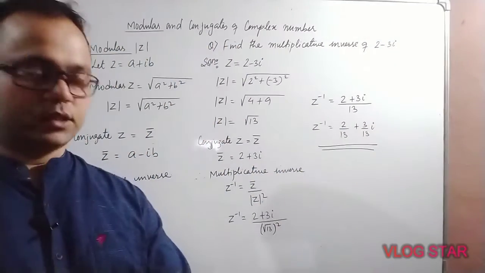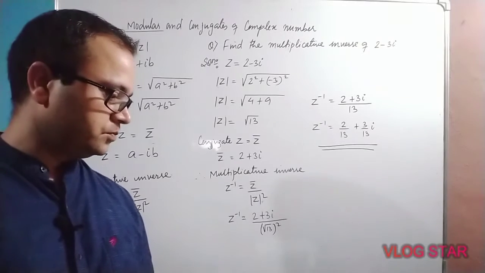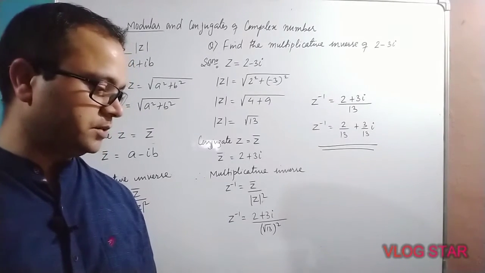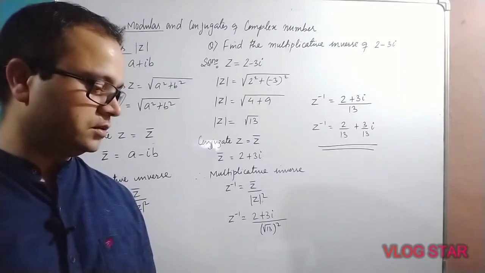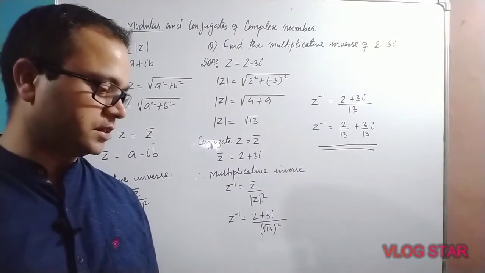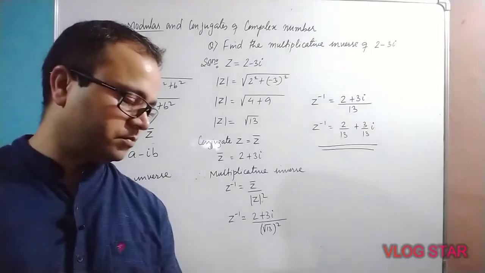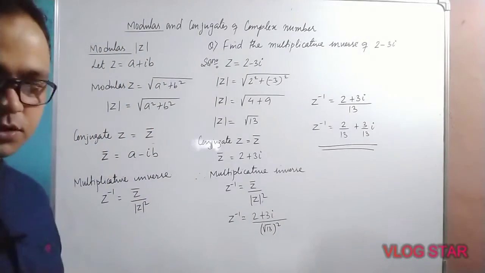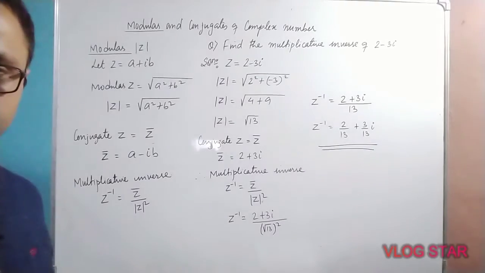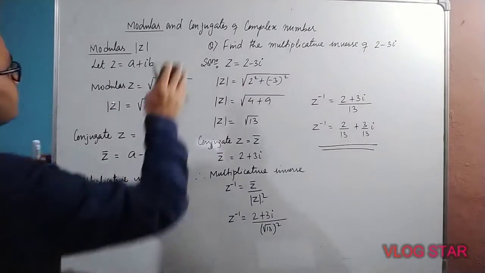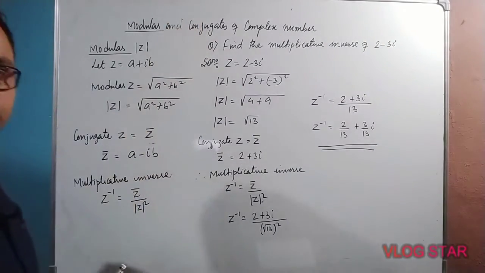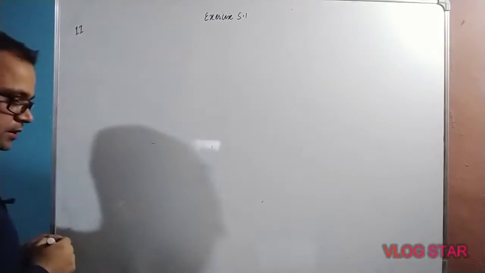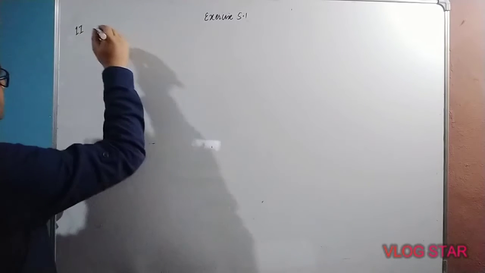Now the next question is question number 11. Find the multiplicative inverse of each of the complex numbers given in exercises 11 to 13. This is from exercise 5.1. Question number 11 is 4 minus 3i.